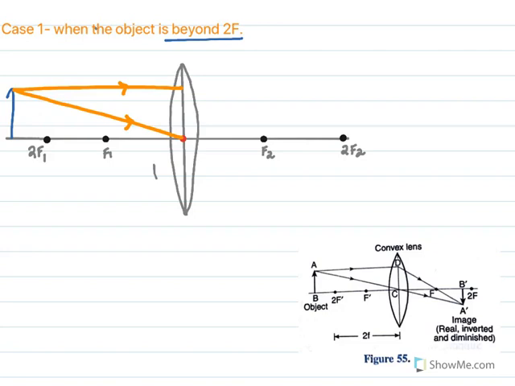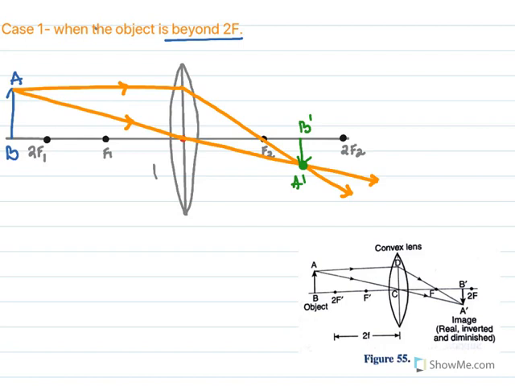Now the ray that is parallel to the principal axis, after a refraction it will pass through the focus, and the one that is through the optical center will go undeviated. Now they will meet at this point. So here is the image. So this is the image now here. So if I put A, B, the image of A is from here, A dash, B dash.